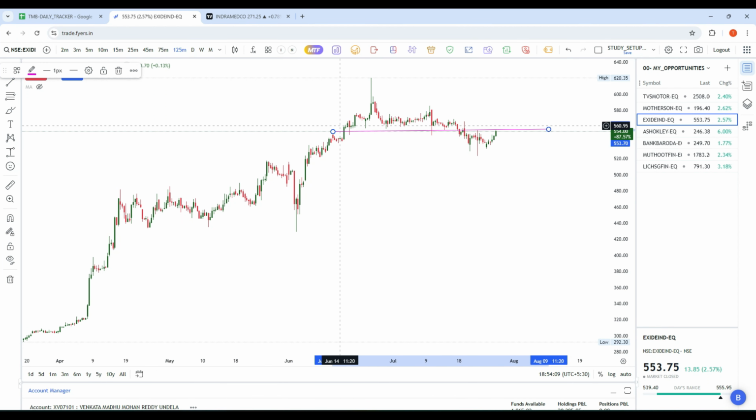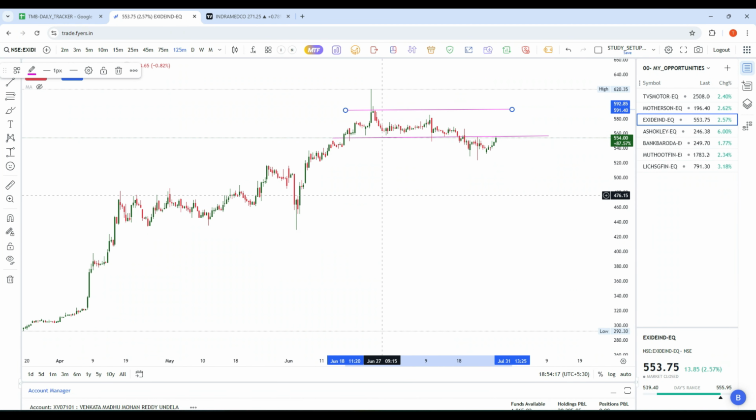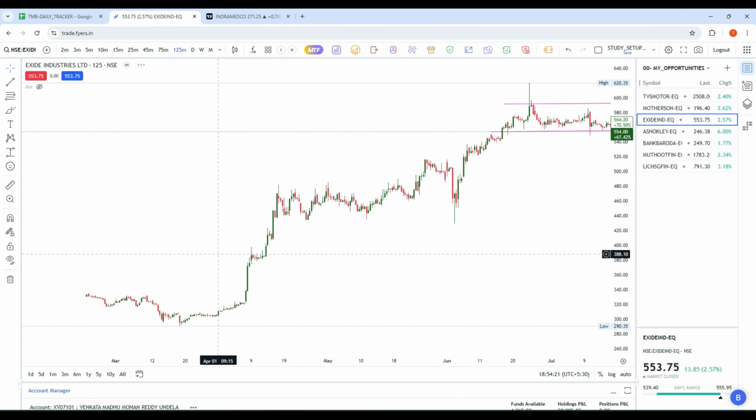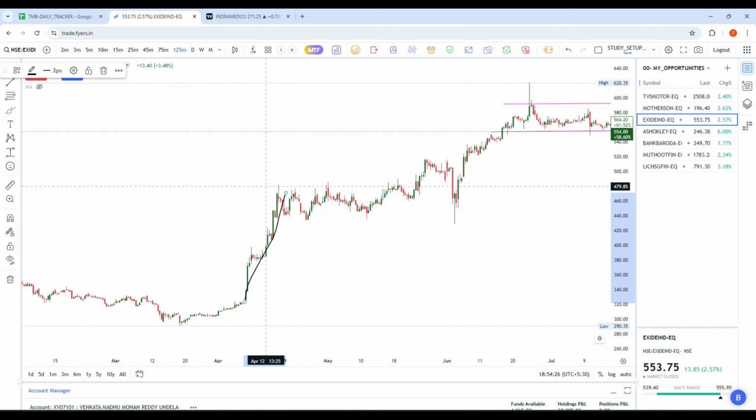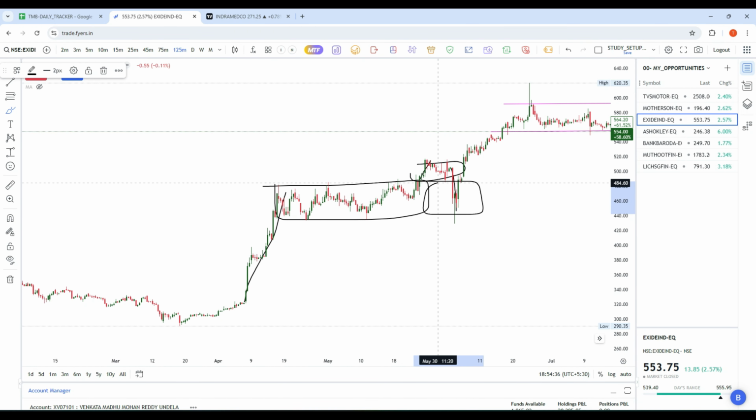Okay, let us mark something here. Previously, what happened is, there was an extreme move here. This is the impulsive move. Then it had the consolidation. Okay, breakout. Then it created the stop loss hunt here.